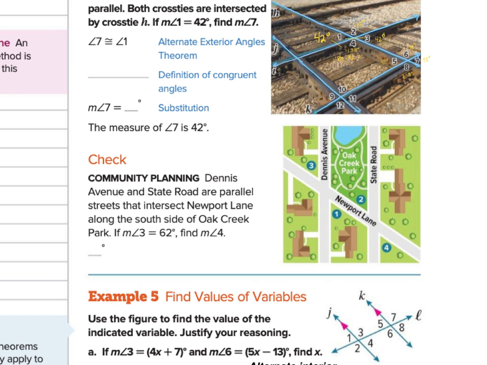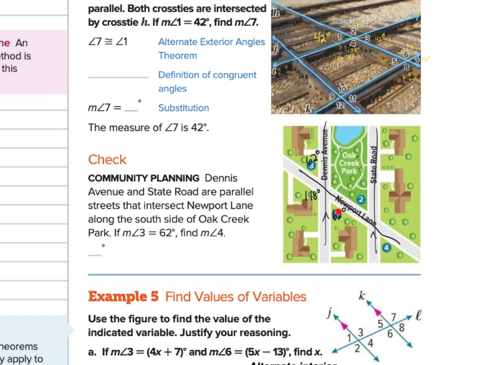Let's see here for this check. It says community planning, Dennis Avenue and State Street are parallel. Okay, so Dennis Avenue and State Street are parallel, and they are cut by Newport Lane along the south side of Oak Creek Park. Okay, Oak Creek Park. If angle 3 is 62 degrees, well, I know that this should be 118 because those two added together should add up to 180. That makes angle 1 62 degrees. I could look at these many ways. I could say, well, alternate interior angles are congruent, and I could say that's 62 degrees.